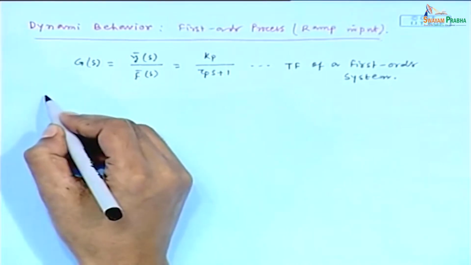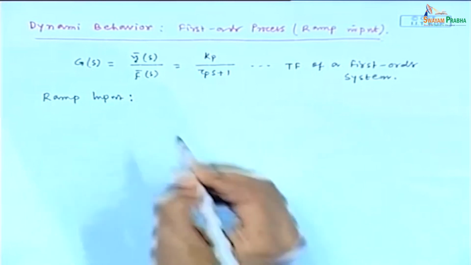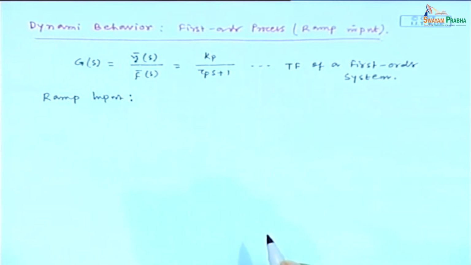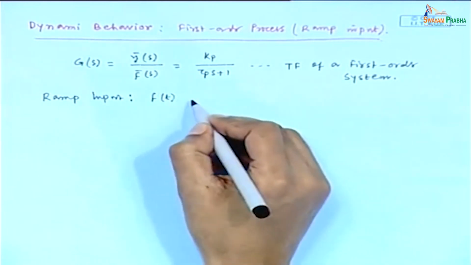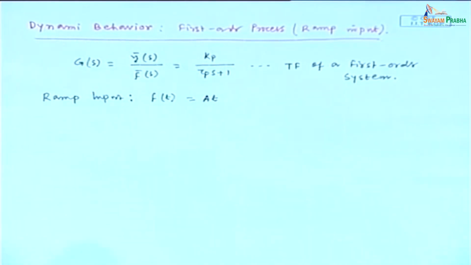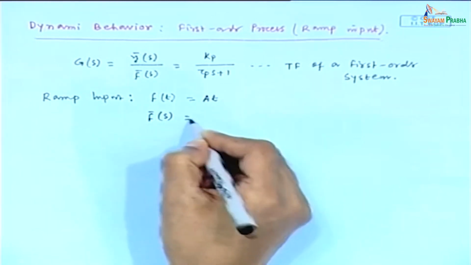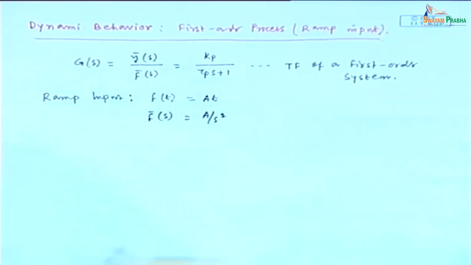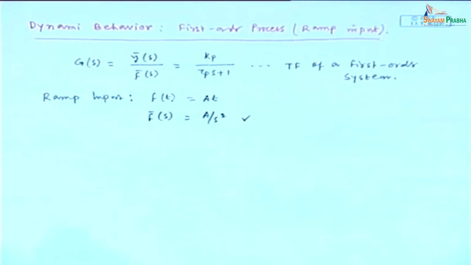Now, here we will consider ramp input. So, f is the forcing function, f is the input to this process. We will consider here f t equal to a t, and this is the ramp function. Now, in Laplace domain, in S domain, we can write this as a by s square. This is the form of ramp function in S domain.